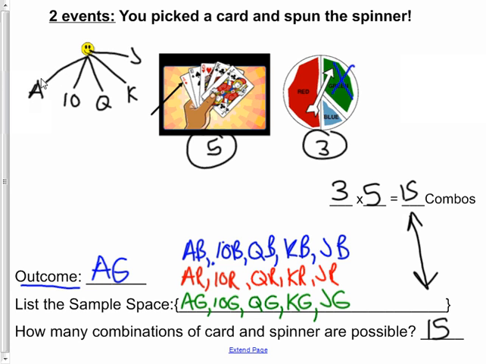So if I picked an ace, I could get red, green, or blue on my spinner. Sorry, it's a little crowded here. If I get a 10, I could also get red, green, or blue. If I drew a queen, I could spin red, green, or blue. A king, red, green, or blue. And a jack, red, green, or blue.